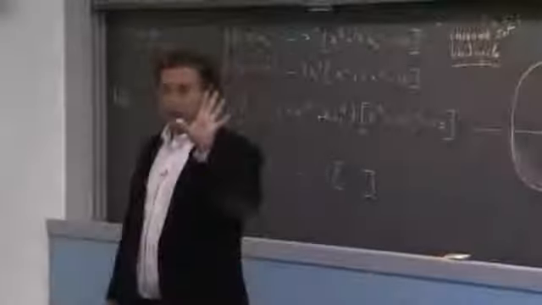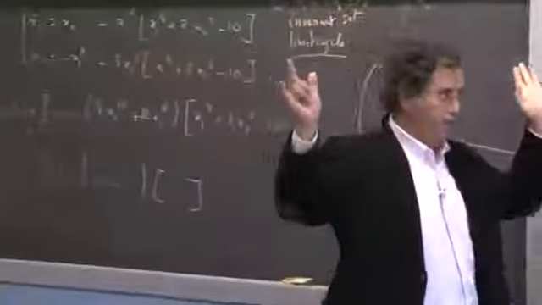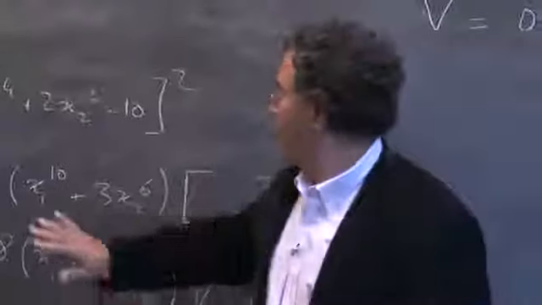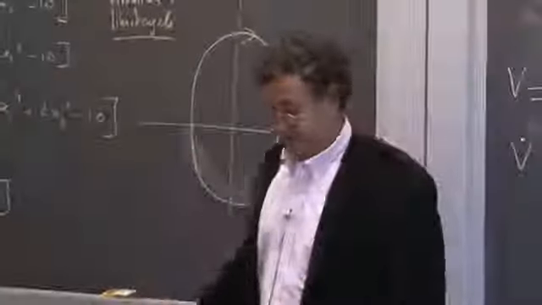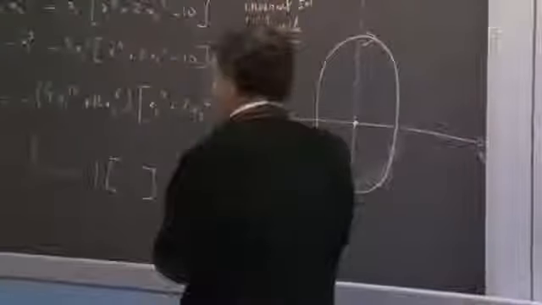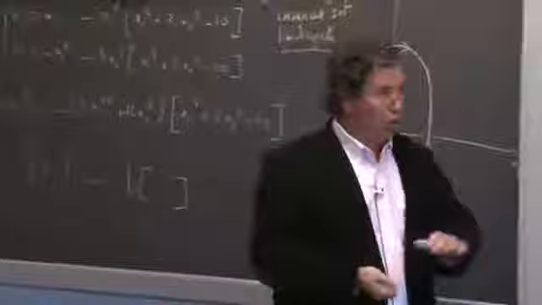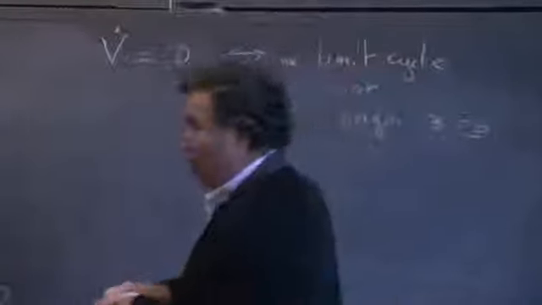So this V dot is always negative or 0. V tends to infinity as x, the state, tends to infinity. V dot equals 0 if and only if either we are on the limit cycle or we are at 0. So that's the set R, right?